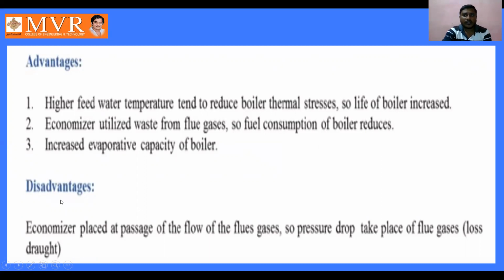We have one disadvantage: the economizer is placed in the passage of the flow of flue gases, so a pressure drop of flue gases takes place, with loss of draft. We are going to lose the draft when we place the economizer in the flow of the flue gases. These are some of the advantages and disadvantages of an economizer.